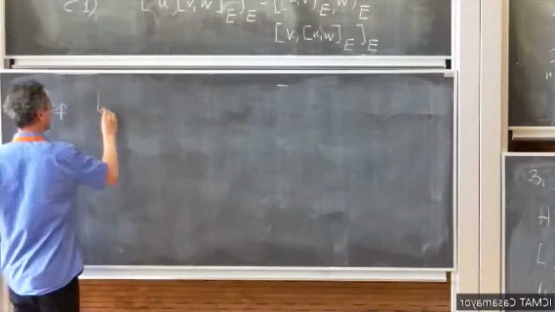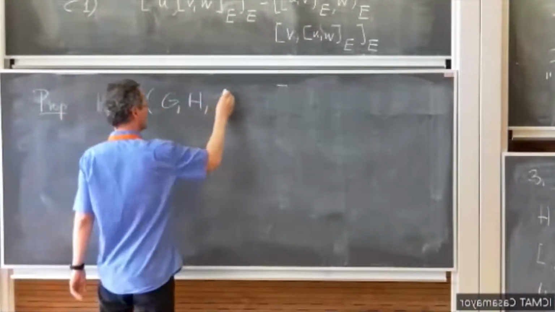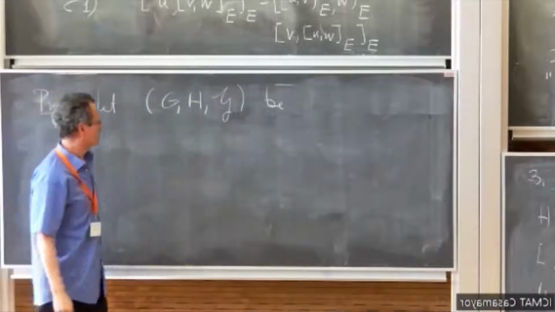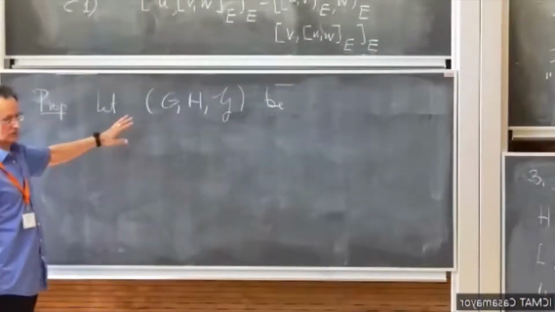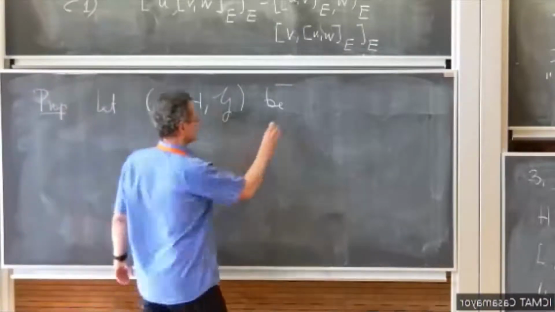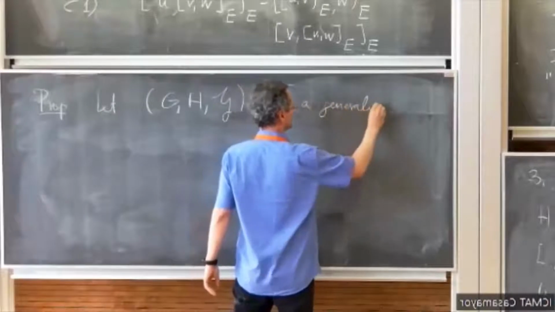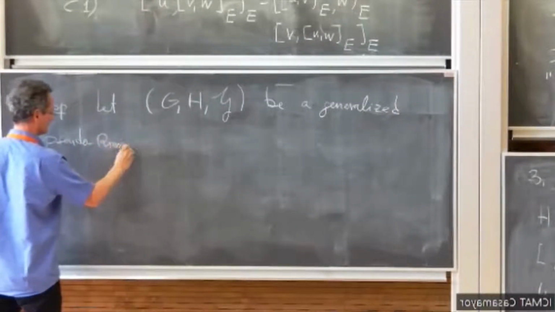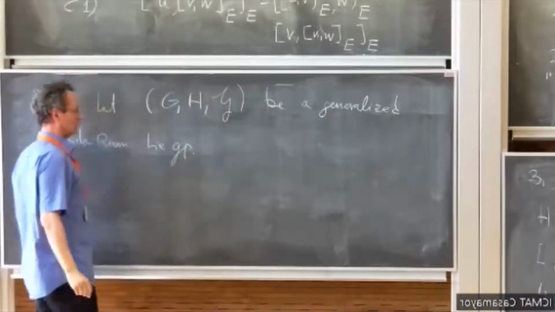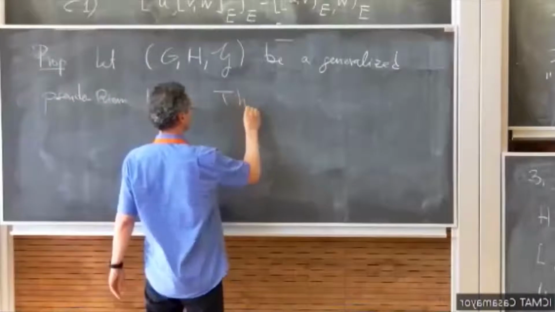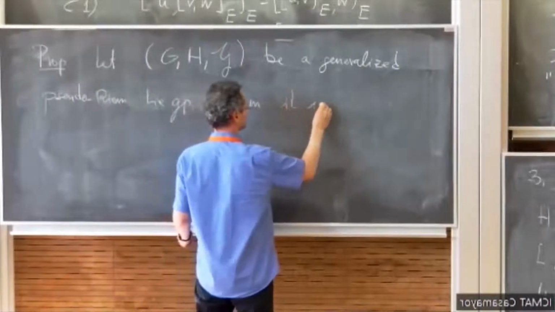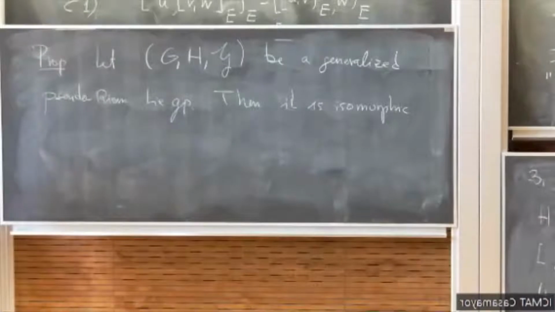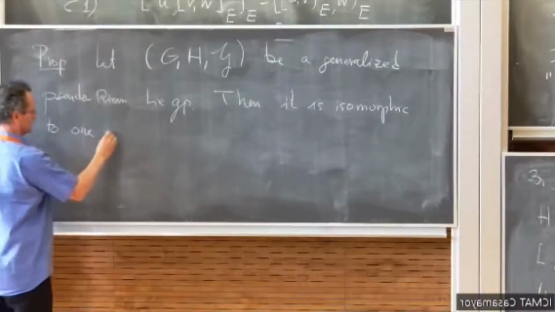Proposition. Let (G, H, G) be a generalized pseudo-Riemannian Lie group. So we have an exact Courant algebroid structure on the generalized tangent bundle of G, and this metric. Then this is isomorphic to another generalized pseudo-Riemannian Lie group of the following form.